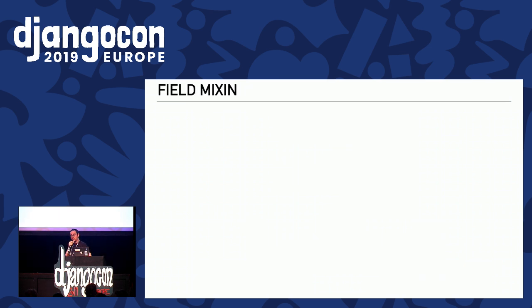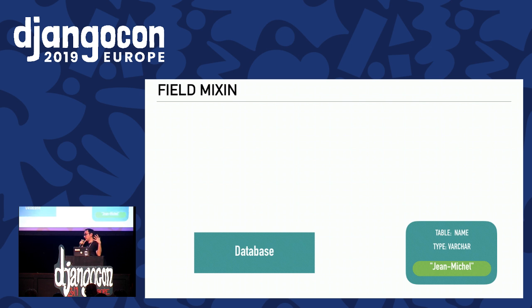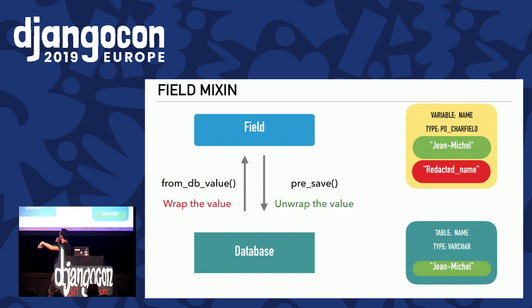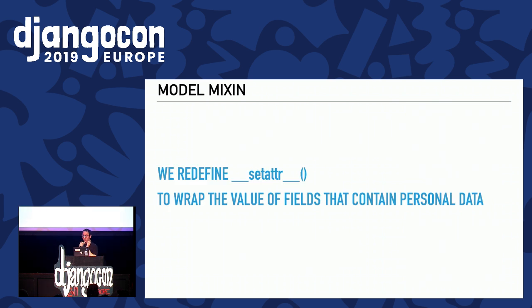Next, for the fields in the database, we have a lot of customers. So we have, for instance, a table with a type of varchar with Jean-Michel, and I have this new field now. So I need to define a new mixin, and this mixin just redefines two methods: from_db_value, where we wrap the value coming from the database, and the pre_save method that unwraps the value from the field to the database. We also have a model mixin, which just redefines the dunder method __setattr__ to wrap the value of fields that contain personal data. So if I do customer.name equals Jean-Michel, this is the method that is called.